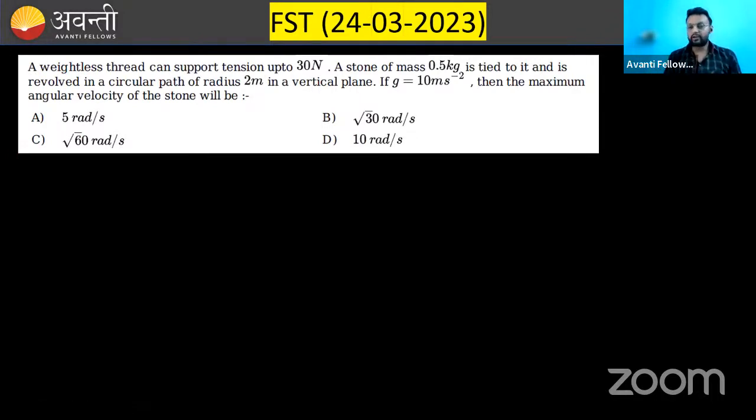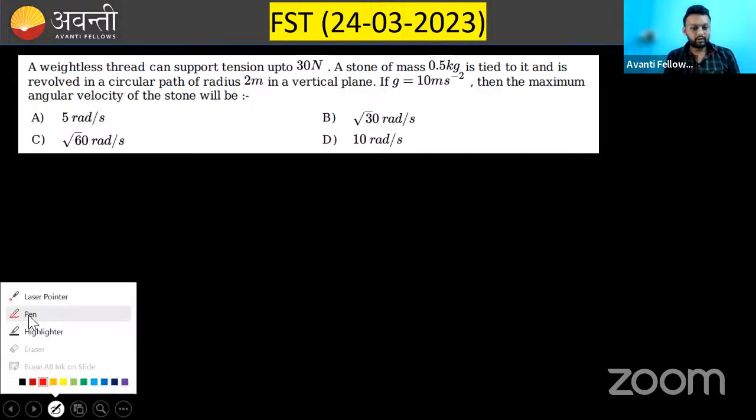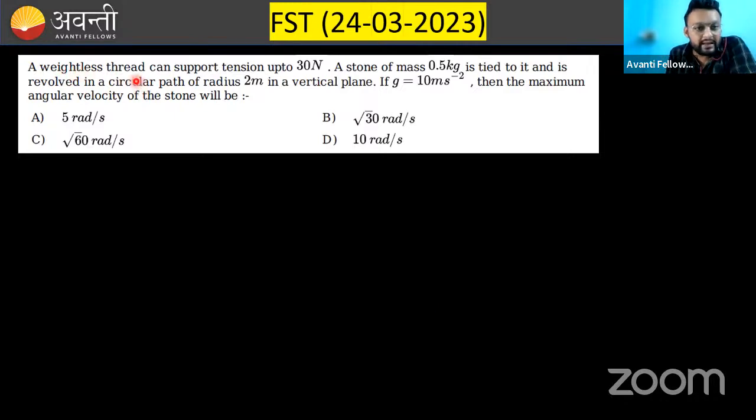Okay, this is again a very important question, and a good question actually. Just have a read. The question says, a weightless thread can support a tension maximum of 30 Newton. Clear? Keep this in mind. A stone of mass 0.5 kg is tied to it and is revolved in a circular path of radius 2 meter in a vertical plane.